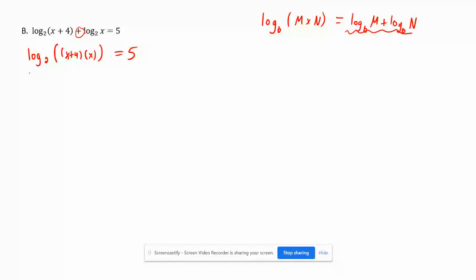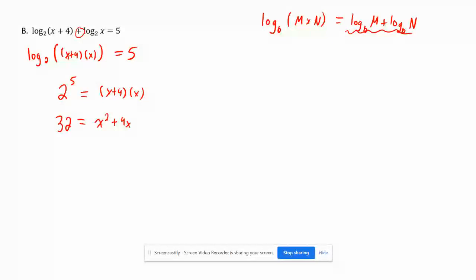These are the types we're going to see most often: a logarithm on one side of the equation equals a number on the other. We're going to solve by converting this into exponential form. What this logarithmic equation means is that 2 to the power of 5, where 2 is the base, 5 is the exponent, and this is the argument, is x plus 4 times x. 2 to the power of 5 is 32. X plus 4 times x is x squared plus 4x.